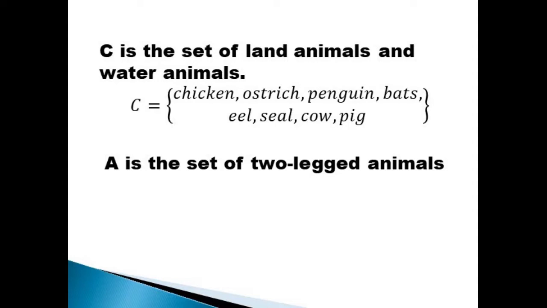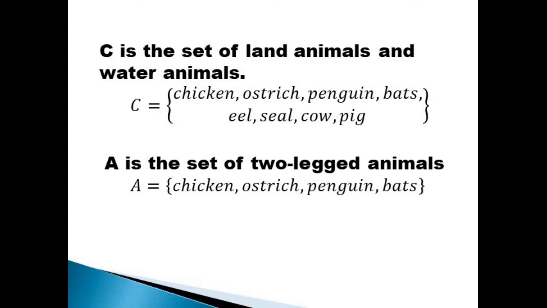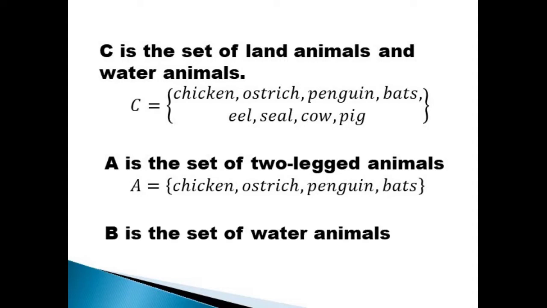So let's say our first set, A, is a set of two-legged animals. So based on this universal set, our A would be chicken, ostrich, penguin, and bats. And let's say our other set is the set of water animals. So B is equal to penguin, eel, and seal.